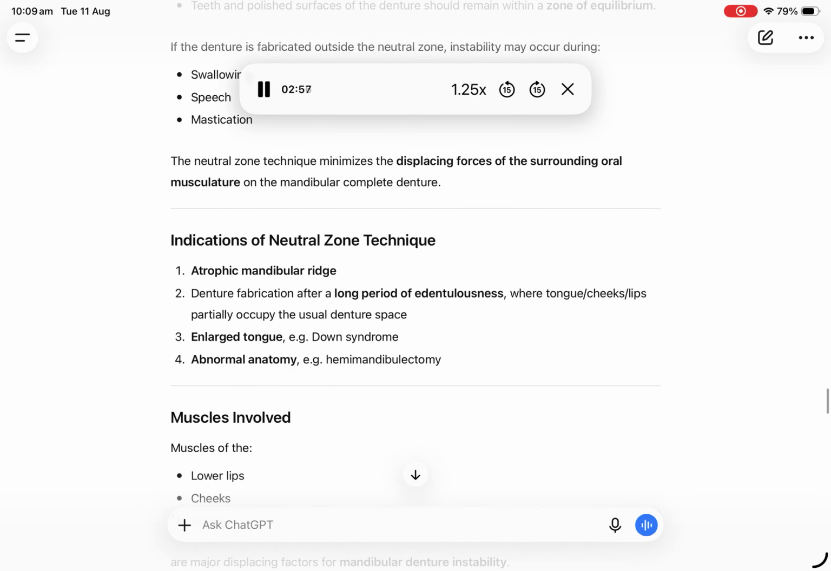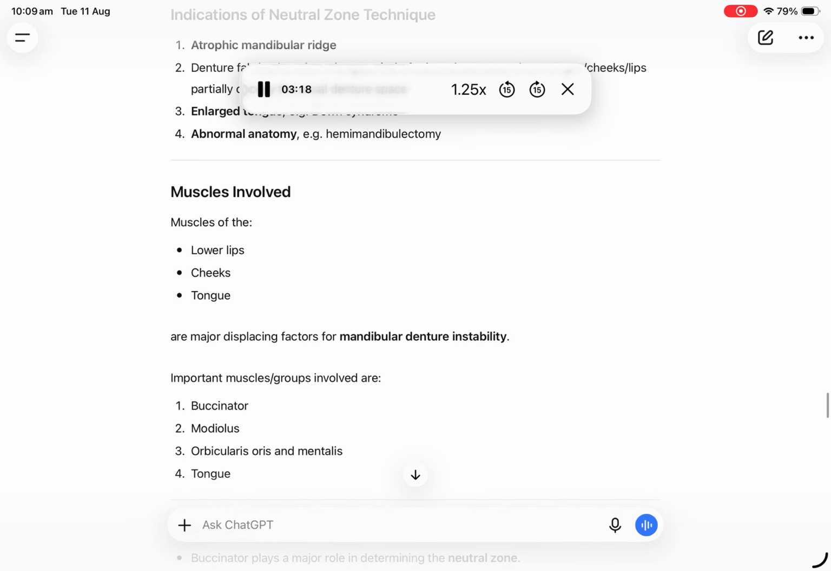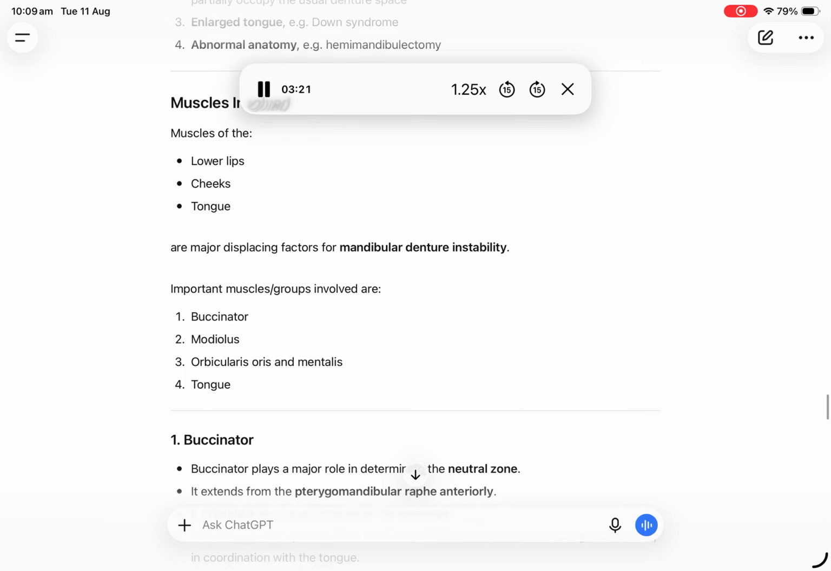Indications of neutral zone technique. 1. Atrophic mandibular ridge. 2. Denture fabrication after a long period of edentulousness, where tongue, cheeks, and lips partially occupy the usual denture space. 3. Enlarged tongue, e.g. Down syndrome. 4. Abnormal anatomy, e.g. hemimandibulectomy. Muscles involved. Muscles of the lower lips, cheeks, and tongue are major displacing factors for mandibular denture instability.